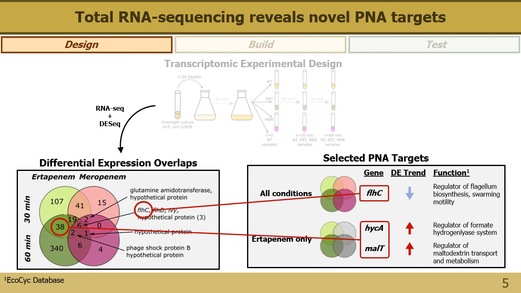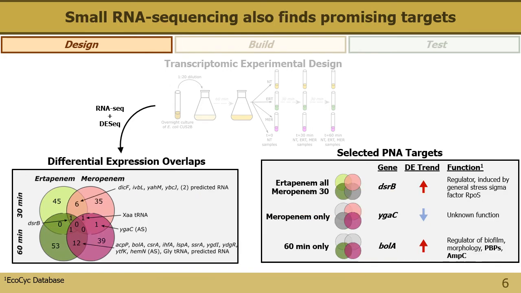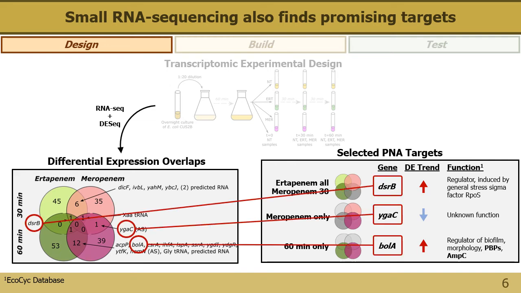We did a second transcriptomic experiment, and that is with small RNA sequencing. This enriches for smaller RNA transcripts, just to make sure to cover all our bases, make sure we didn't miss anything in the total RNA sequencing. And what we do find is different differential expression profiles, so we also pull a few genes from this. Notably, we have one in here, YGAC, that can discriminate between the meropenem and ertapenem response.